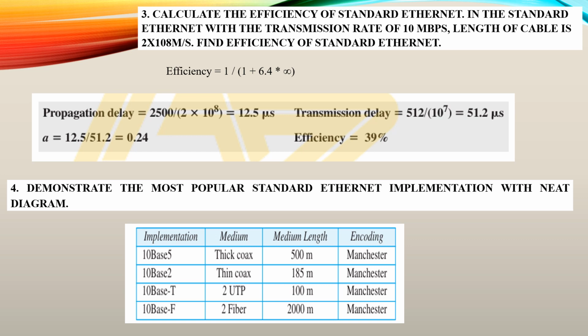Moving on to the next question, demonstrate the most popular standard Ethernet implementation with neat diagram. These are the standard Ethernet implementations: 10 Base 5, 10 Base 2, 10 Base T and 10 Base F. These are the four implementations available. You will be drawing this block, and then 10 Base 5 will have a diagram, 10 Base 2 will have a diagram, 10 Base T and F will have a diagram. You will determine where each has been used and what kind of medium it uses. All those you will be writing in detail.